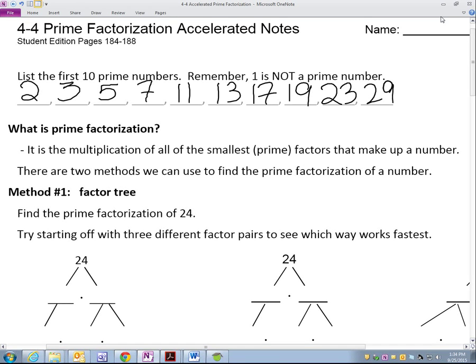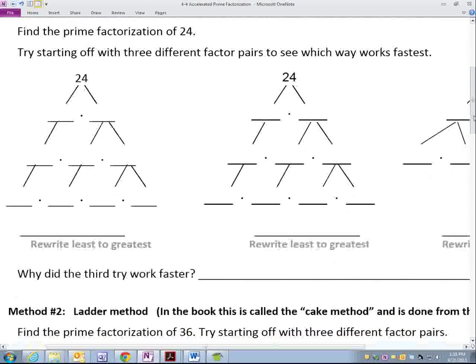What is a prime factorization? It is the multiplication of all the smallest prime factors that make up a number. There are two methods we can use to find the prime factorization of a number. For example, there's the factor tree, and that's what you've been doing for a long time. And we're going to find the prime factorization of 24 in a couple of different ways.